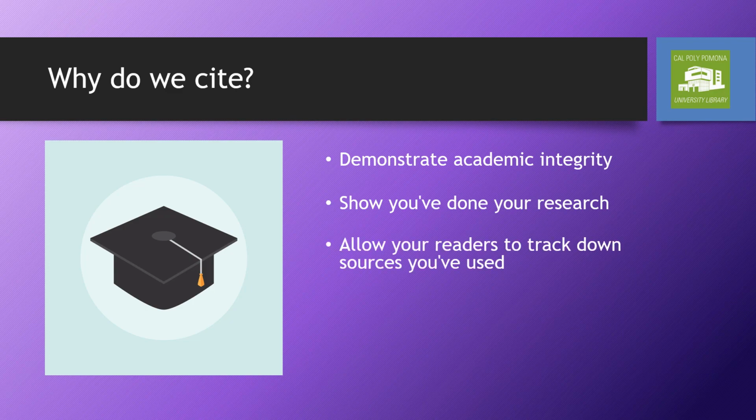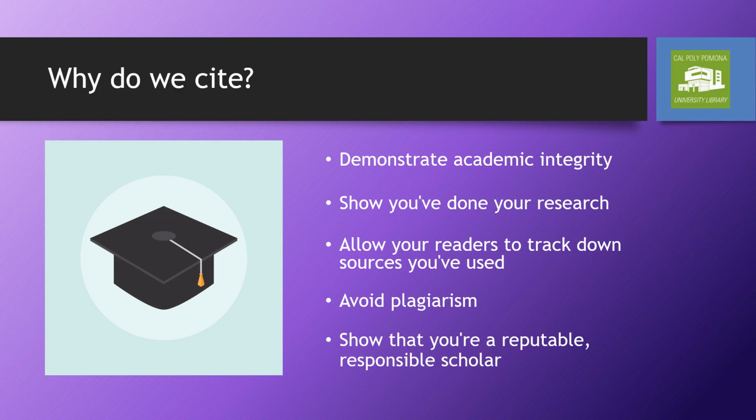Third, you allow your readers to track down the sources you've used in order for them to learn more about your topic, and give them the opportunity to see if they'd interpret the source in the same or different manner than you have. And lastly, you avoid plagiarism and you show your readers that you're a reputable, responsible scholar. By citing others and developing your own arguments, you're contributing something new, something you can call your own, to the current body of knowledge. But what exactly is plagiarism then?